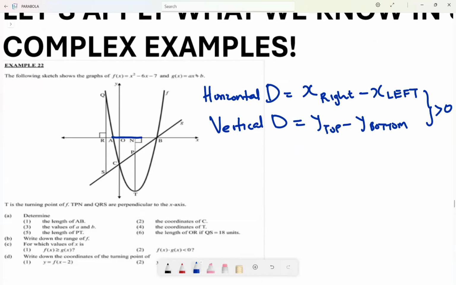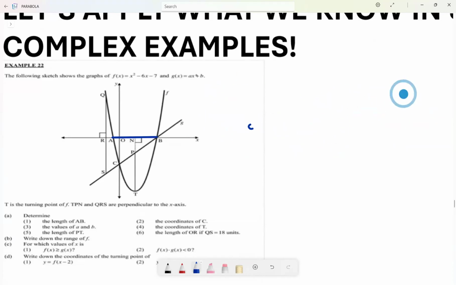AB, can I get AB? For me to find the length or the distance of AB, do you agree with me that I need to find the x coordinate of B minus the x coordinate of A? Because remember, the length or the distance is x right minus x left. Do I know the x coordinate of B? No. The x coordinate of A? No.